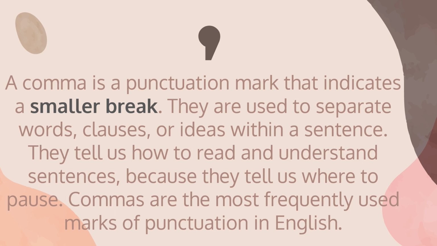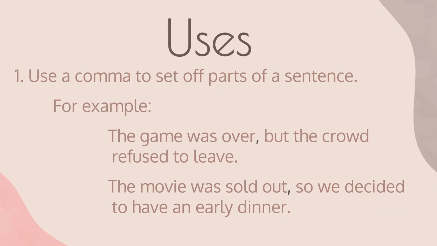It has quite a few uses, so we'll take a look at them one by one. You can use a comma to set off parts of a sentence. For example, the game was over, but the crowd refused to leave. Here, the comma is indicating a small break between the two parts of the sentence. So, when you read it like this: the game was over, but the crowd refused to leave. If you notice, I took a small break where the comma is placed. It kind of guides you where you need to pause a bit.